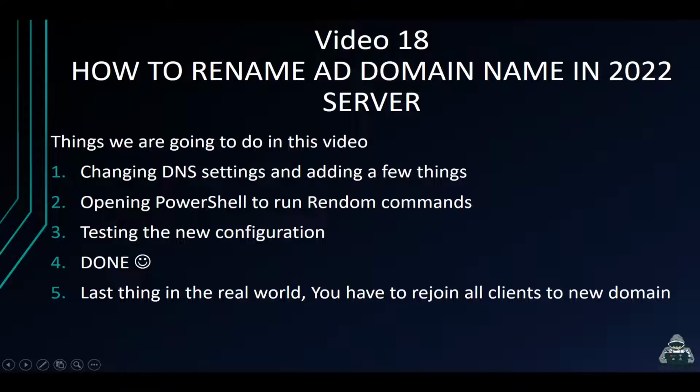Let's go recap. We changed the DNS settings, we did all the PowerShell commands, we tested the new configuration. Obviously, this is live, right? We're doing this live, so changing configurations on the fly is going to happen. We created Pat as a domain admin and tested to make sure group policy can open. And like I said, in the real world, if you had people on the old domain, the old company.com, you have to join them to the new company.com. So this is pretty much how you rename an AD domain name.